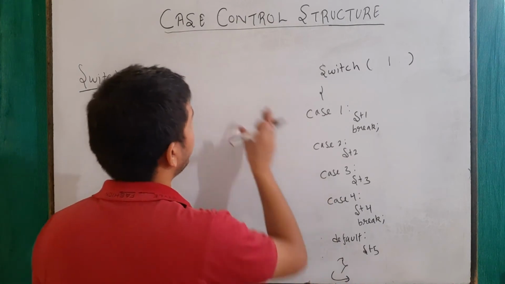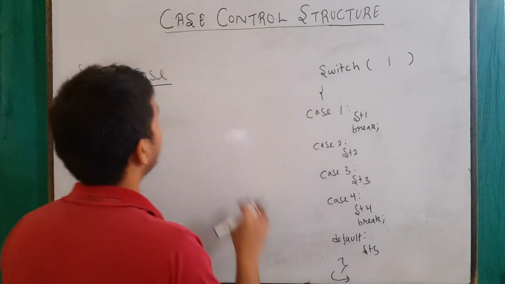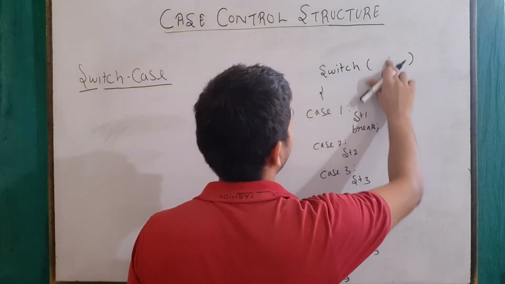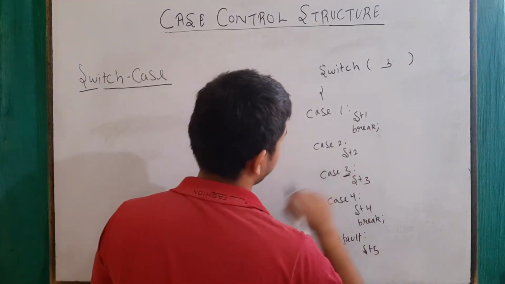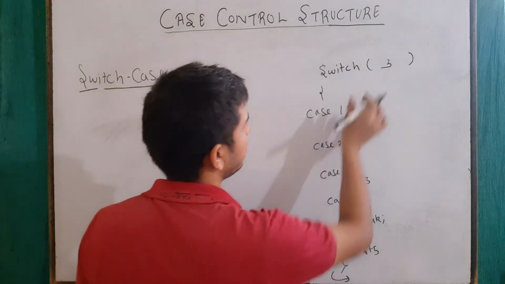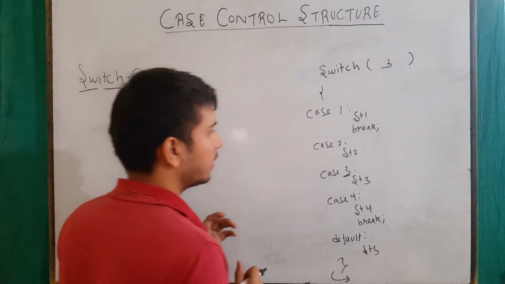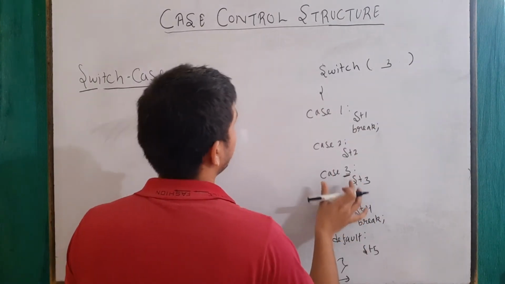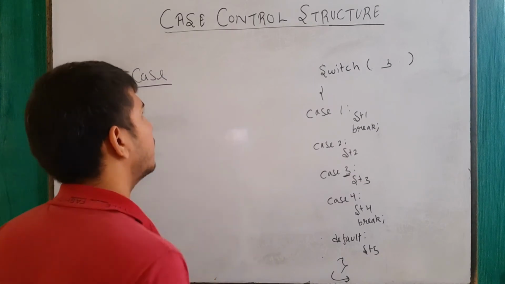Also note that based on the cases the control goes to that particular line. That is the reason why it is known as case control structure. For example, if here the value was let's say 3, then the control goes according to the case. Whatever case is matched, those lines will execute until a break statement is encountered. So based on the cases, the control goes to that particular line. That's why it is known as case control structure.